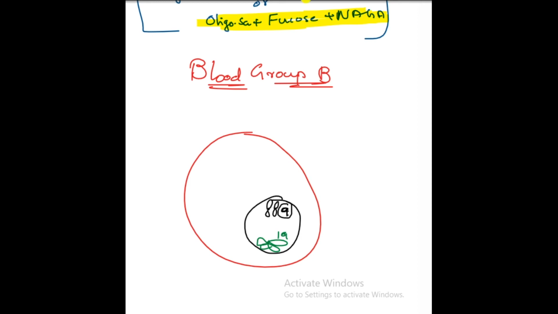In chromosome, what is the difference between the enzyme for group A and B? Which means that there is a small variation of this enzyme. In group A, we have N-acetyl galactosamine, but in group B, we have only galactose. So the enzyme, maybe it's known as galactose transferase, or we can commonly call it as transferase B.